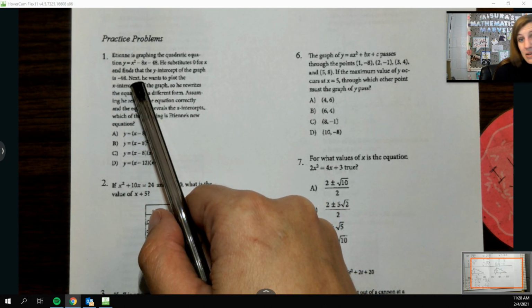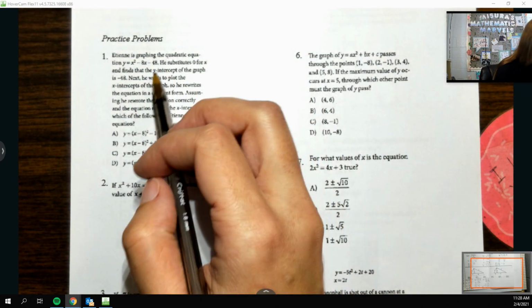I thought that said neat. I was like, yeah, I agree. That is neat. I didn't need to do all that. It's just the last number.